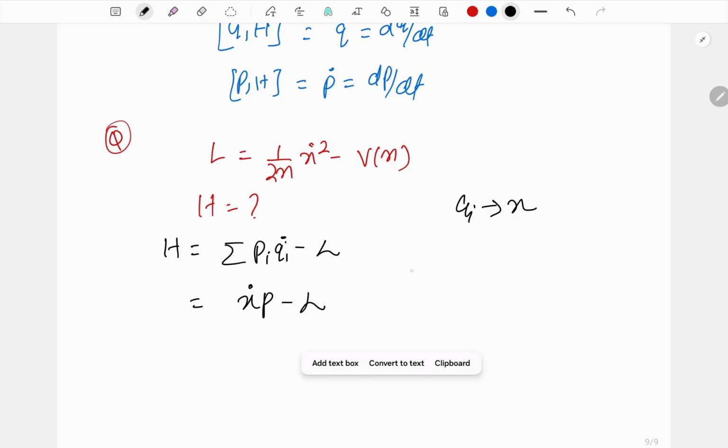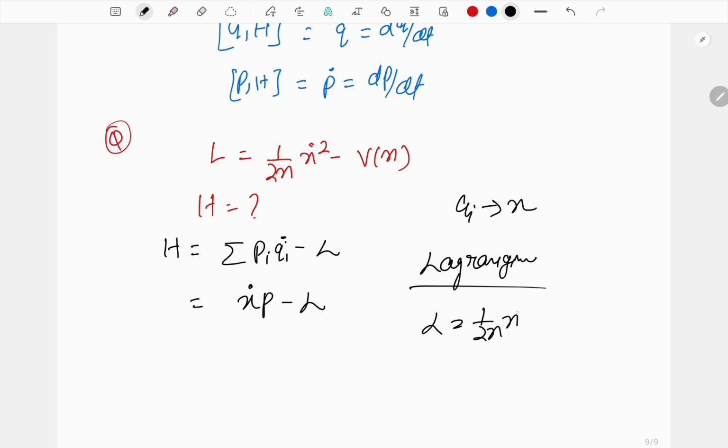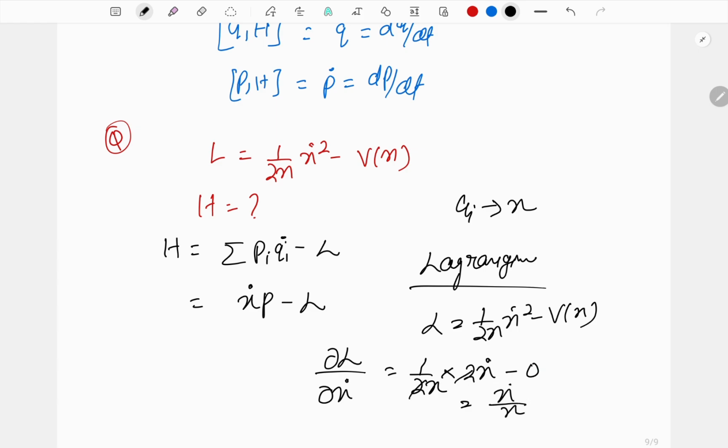So I have to find out the Lagrangian. What will be the Lagrangian? I know the Lagrangian is given. So I can write 1 by 2 x x dot square minus v of x. And in order to find out x dot, what I will do, I will just differentiate with respect to x dot. If you differentiate it, you will get 1 by 2 x times 2 x dot minus 0. So it will be nothing but x dot upon x, isn't it? And we can write x dot as x into p. Clear? Okay.